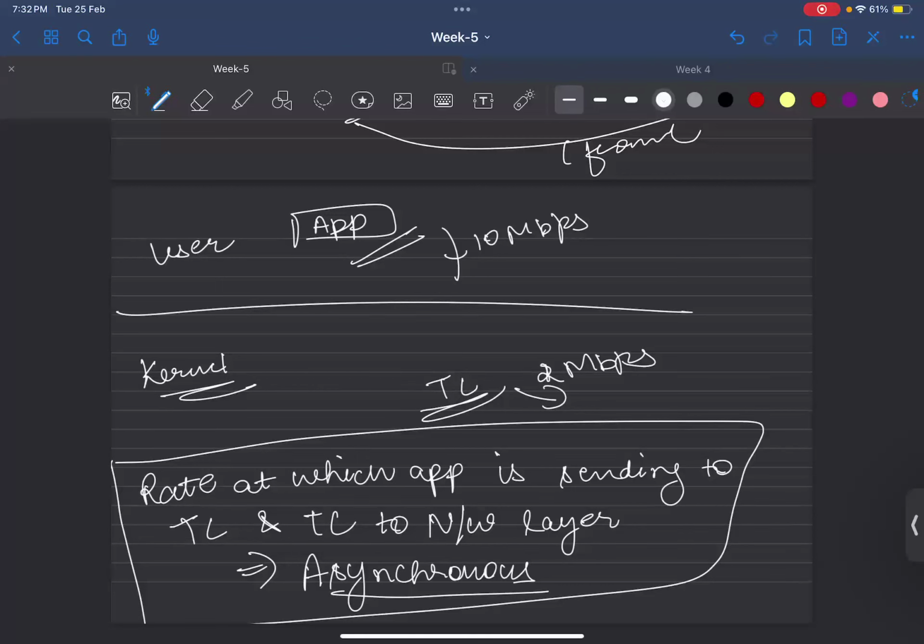Minimizing the application layer rate. Okay. Or what can be the other solution? Or we can use a buffer in between to store the data. So yes, either minimize the rate or we can use the transport layer buffer.